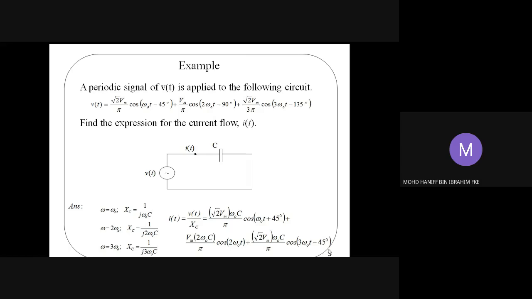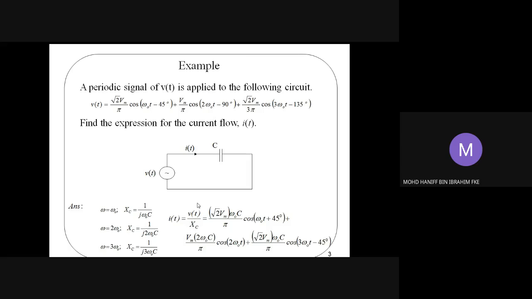So once we have the response for each frequency component, the second step will be just an addition of those responses. So what we have here is the addition of the responses. This is the response from the first frequency, the second one is the response from the second frequency, and this is the response from the third frequency. So we add them together to give the final current flowing in the circuit.